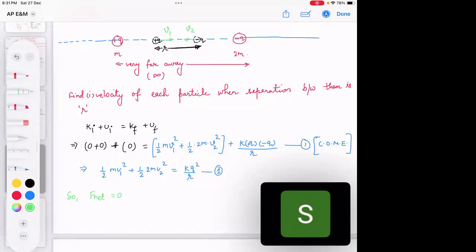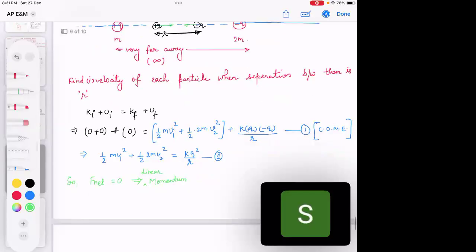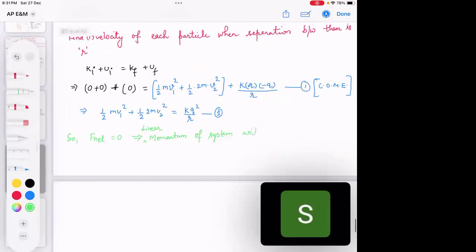And what is the outcome of that? If the net force acting on the system is zero, can I say their linear momentum will be conserved? Yes. If the net force acting on a system is zero, the linear momentum of the system will be conserved. Understood? So I am going to write one more equation.